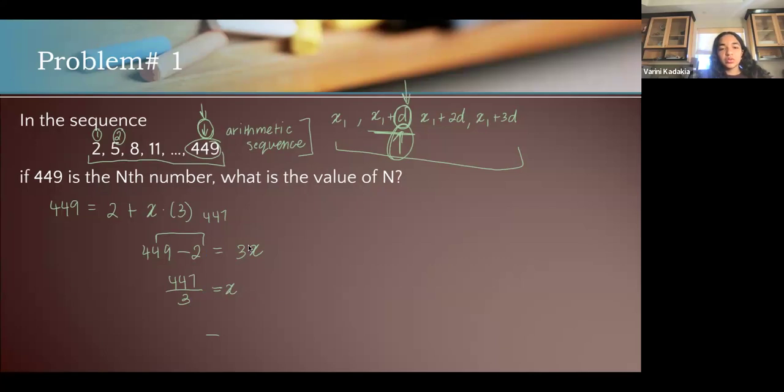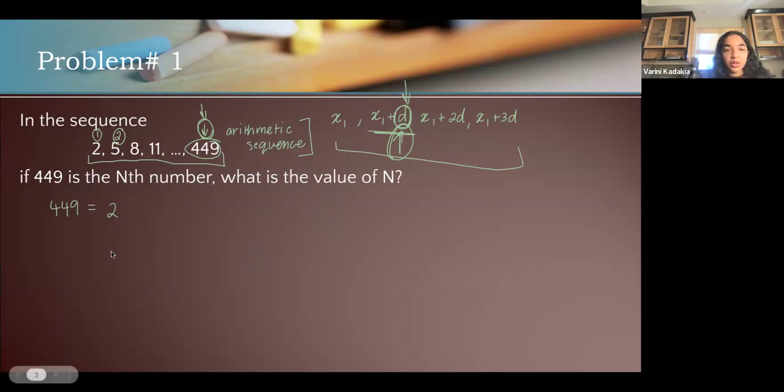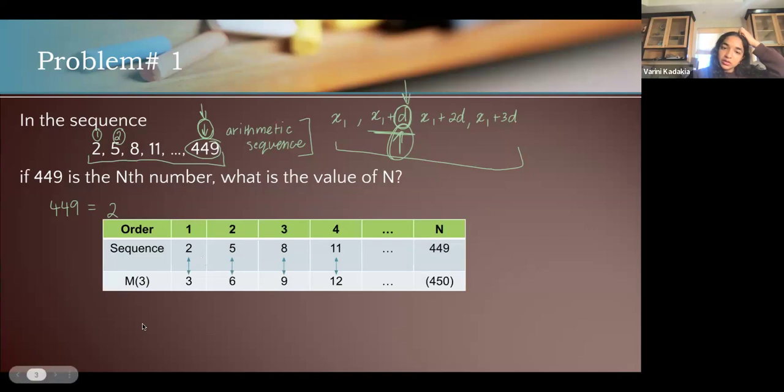No, I don't understand what you're saying, madam. Okay, let's think of it like this. Hold on. If the difference is 3, how come it's 447? Madam, I'm getting confused. Me too. I'll try and help explain.